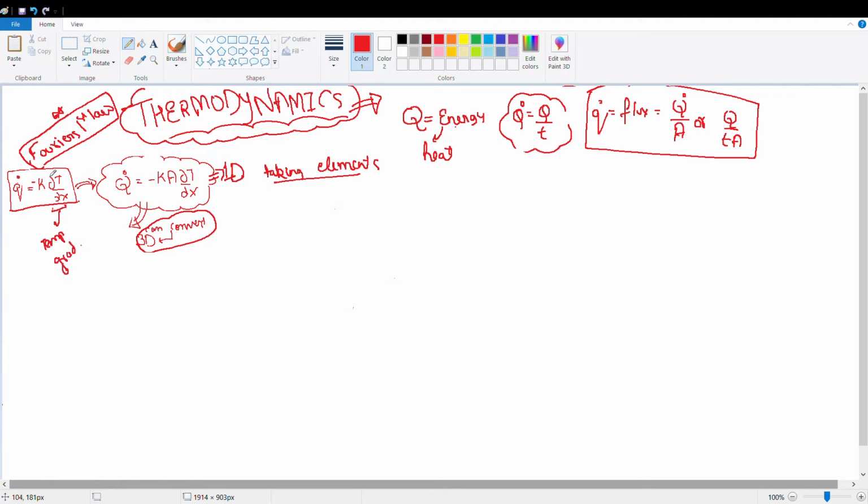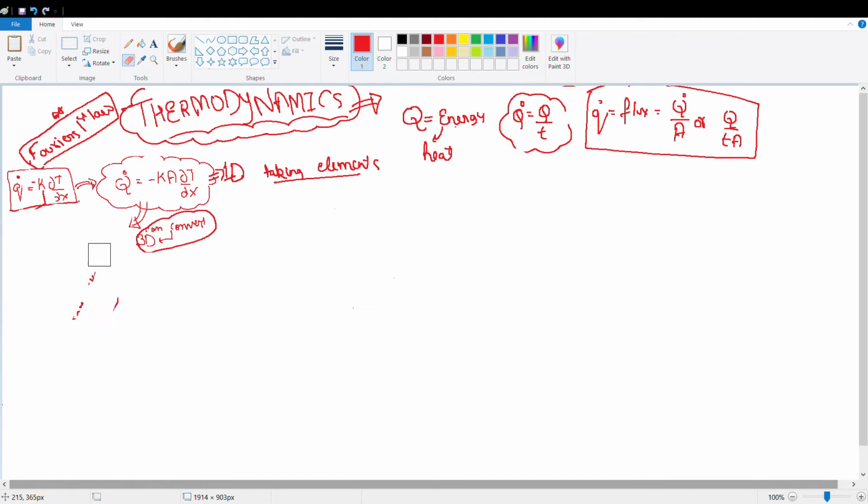If we replace the proportionality with a constant, we'll get k. This is known as the coefficient of conductive heat transfer. So this is just nomenclature, but we have to know this.